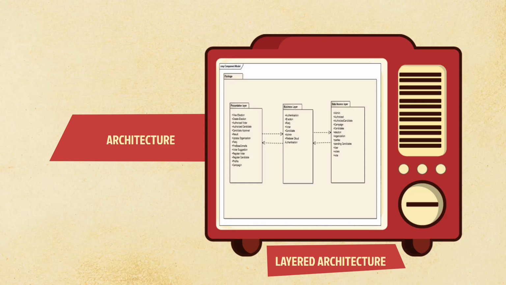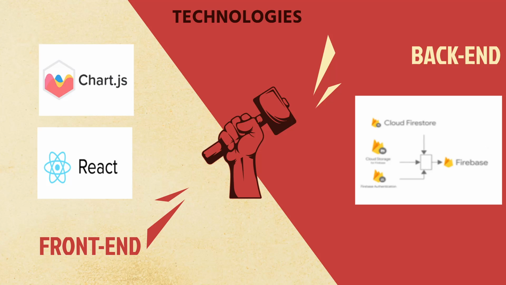Next is the architecture we used in our project. We used layered architecture. In this layered architecture, there are a total of three layers: the presentation layer, the business layer, and the data access layer. The technology we used to develop our system is web based. For the front end we used React and Charts for the pie chart, and for the backend we used Firebase, because Firebase is easier to manipulate the data from the backend, and it's easier than other backend services.